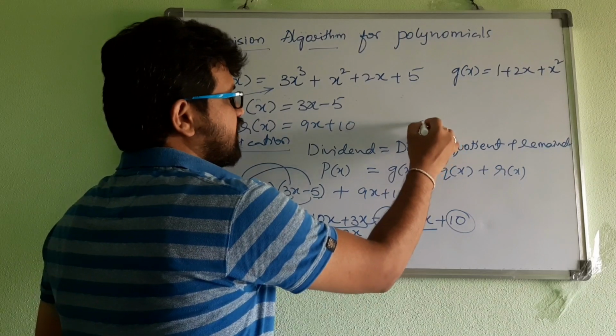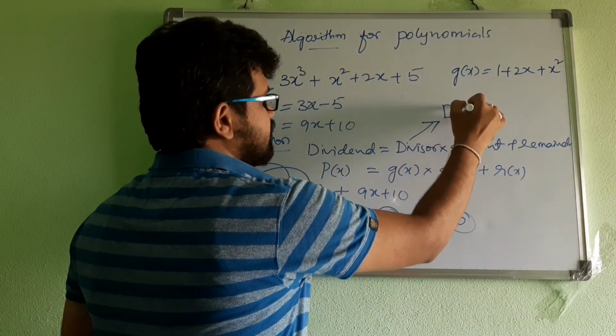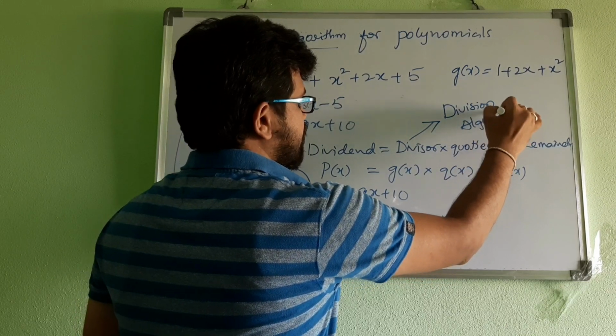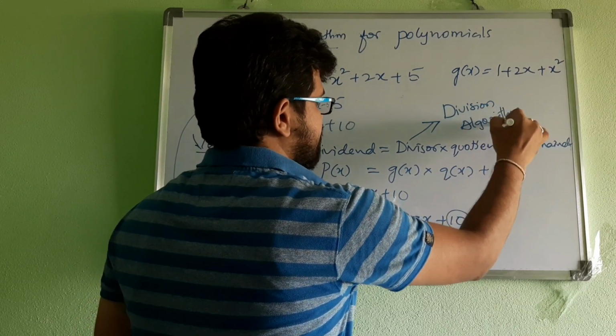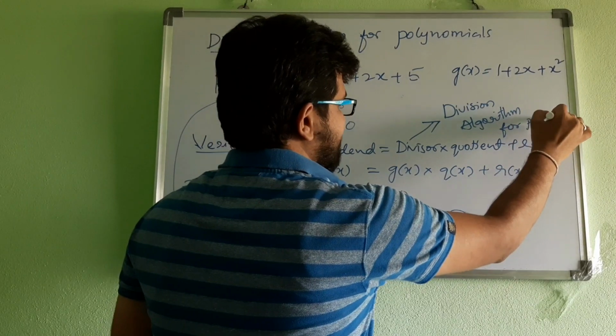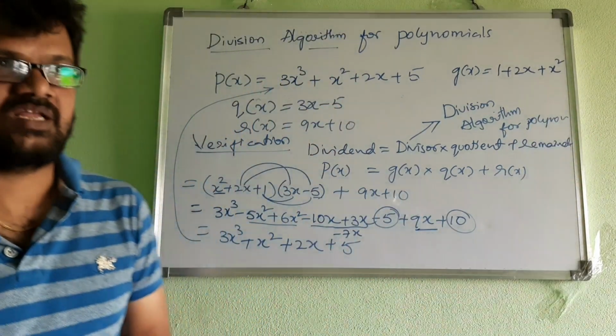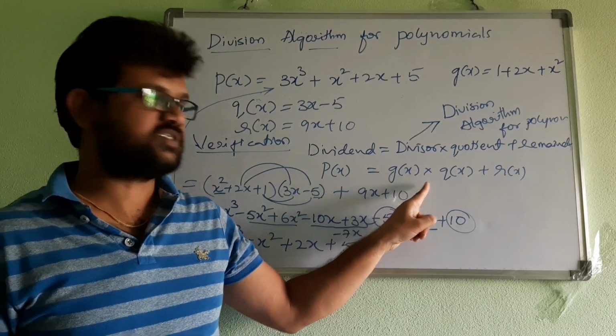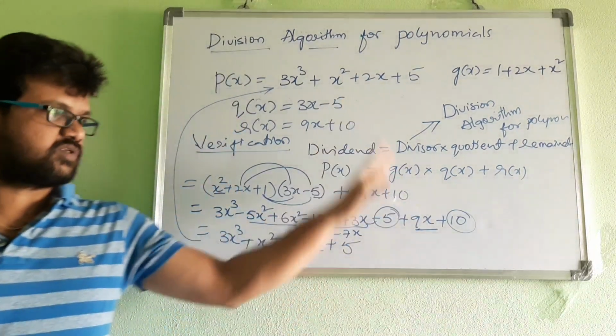This is our division algorithm for polynomials. If they ask for 1 mark, write division algorithm for polynomials. We have to write P of x is equal to g of x into q of x plus r of x. Note down this.